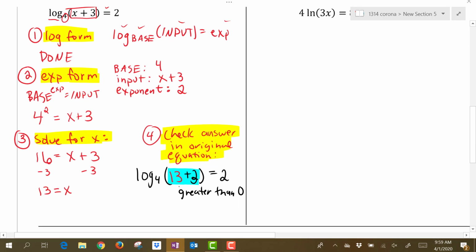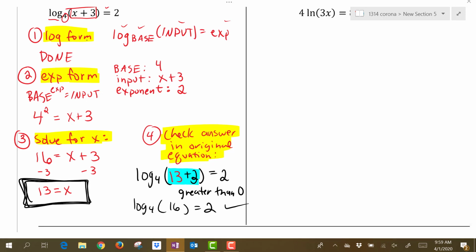In fact, that amount turns out to be a positive 16. So we're good to go. So our final answer here that checks out is x is equal to 13. So log form, exponential form, solve for x, check that x value in the original equation, and make sure that the input is greater than 0.